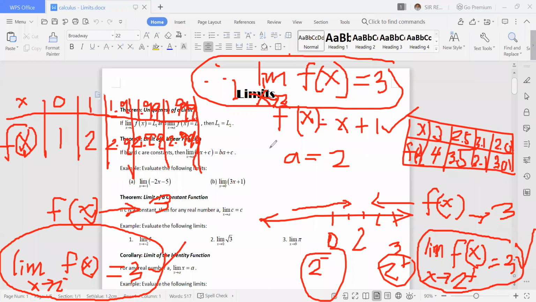Agree? Understood? Yes, sir. Okay. That is the idea of limit. But as we go along in our discussion, we will not always make a table like this. There are theorems that we will follow to make it easier to find limits. Okay? Understood? There are many theorems that you will discover later.